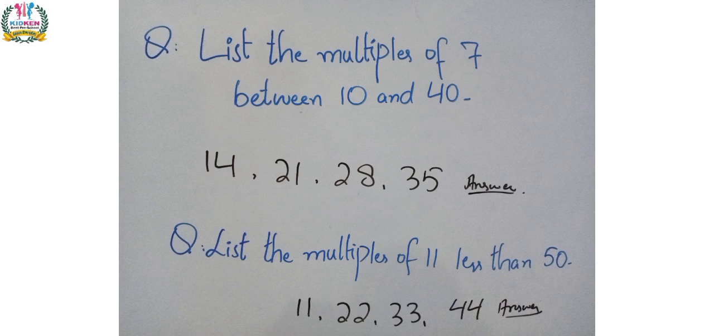Next question is list the multiples of 11 less than 50. So again you can start counting the table of 11 and write the values less than 50. So 11 1s are 11, 11 2s are 22, 11 3s are 33 and 11 4s are 44. So 11 5s are 55. We can't write 55 because we have a limit that we can write less than 50. So we can stop at 11 4s are 44.